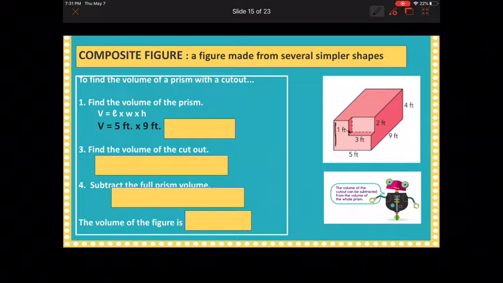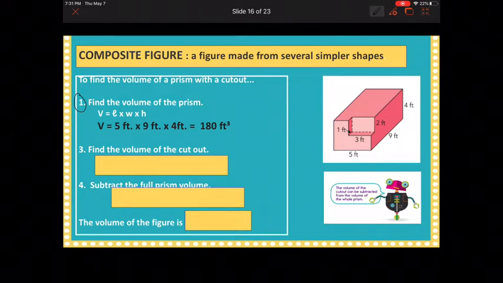All right, so here's the height, and I don't see anything there. We can't use this height because it's not the height of the full prism. Let's go back here. Here we go. Here we can find the height of the full prism is 4 feet. So let's enter that. All right, and then we get our answer. 5 times 9 times 4 is 180 feet cubed. All right, so we figured out the volume of the whole prism.